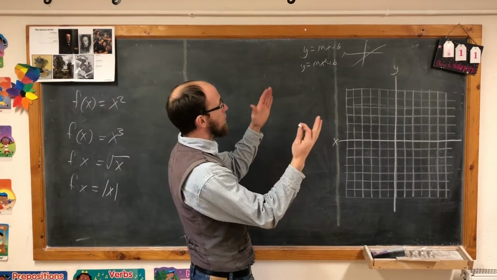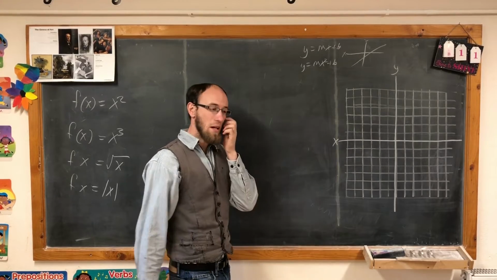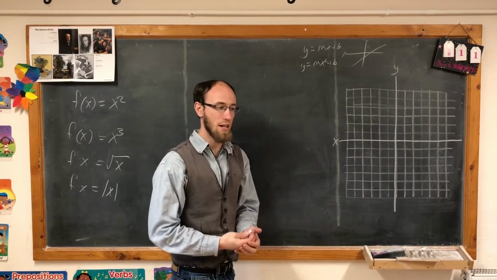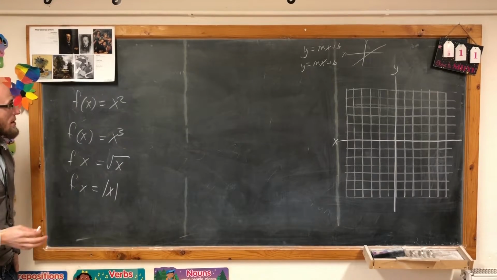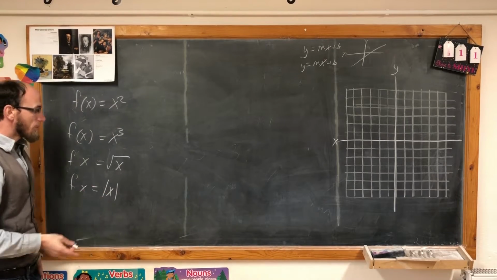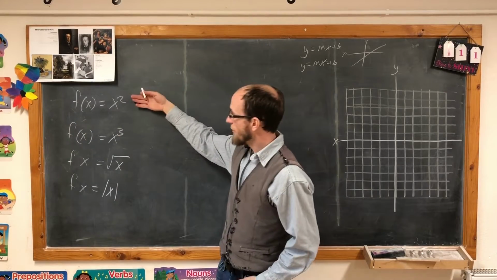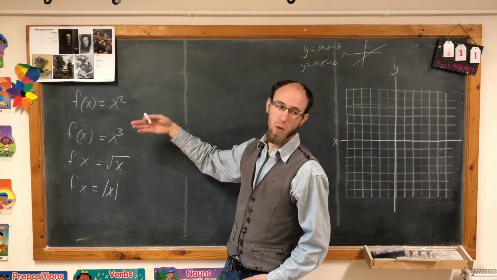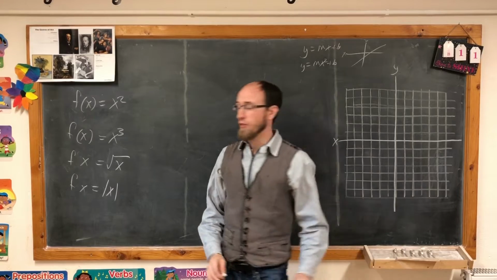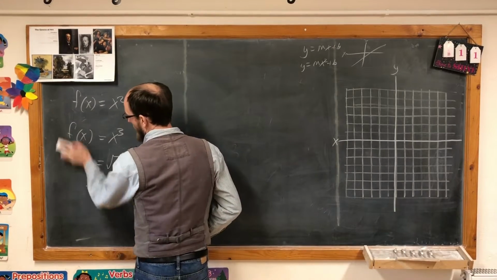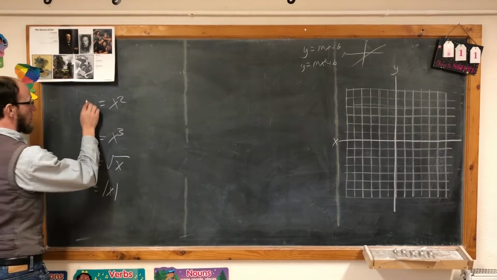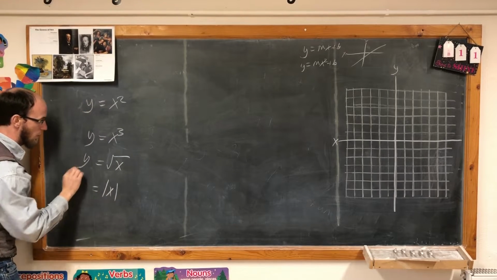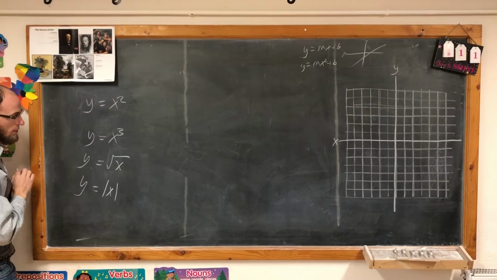Where will these points share? Where will these two lines, what will be the solution of the two lines? Where will they cross over? So we need to understand a little bit about the way these guys work. And I wrote it here, f of x equals x squared, f of x equals x cubed. I'm going to erase that f of x because often we just use y instead. What if we just go y equals, y equals, y equals, and y equals?